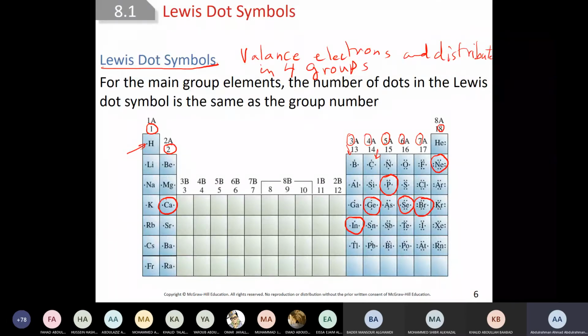Did you memorize it very well? I mean, you don't have to memorize it. I want you to look at your periodic table, and you should be able to do it for any element. Is this clear? Any questions? Yes.